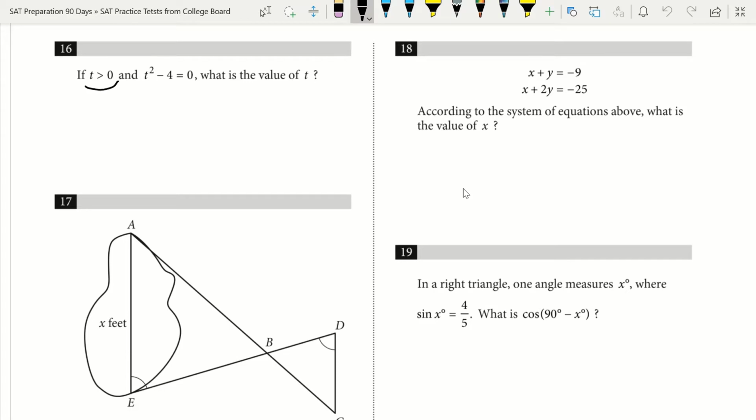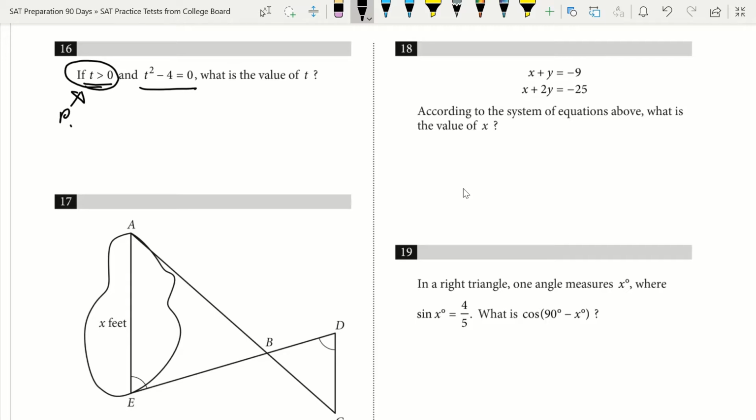So right here, I notice I have "if t is greater than 0." Anytime I have an if statement, I want to circle it or underline it or square it, and pay attention to it because it's going to be important. If I ever see that my if statement includes my variable being greater than 0 or less than 0, what that indicates is that it's going to have to be, in this case, positive. If t is greater than 0, it's got to be positive. If it were to say if t is less than 0, it would have to be negative. In this case, it has to be positive, so I'll put a p for positive.